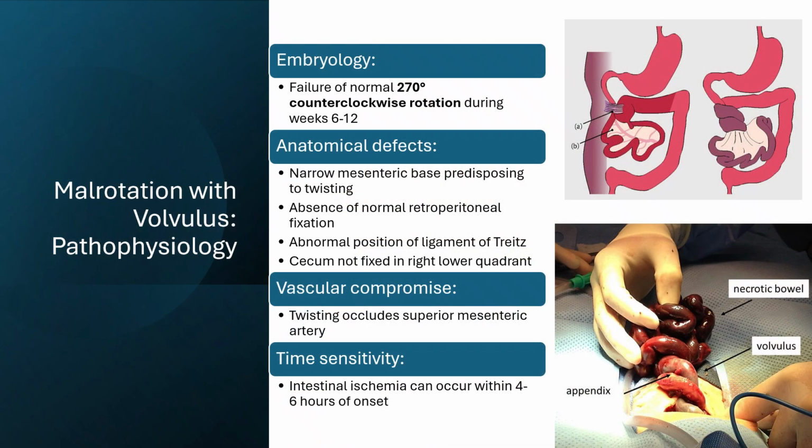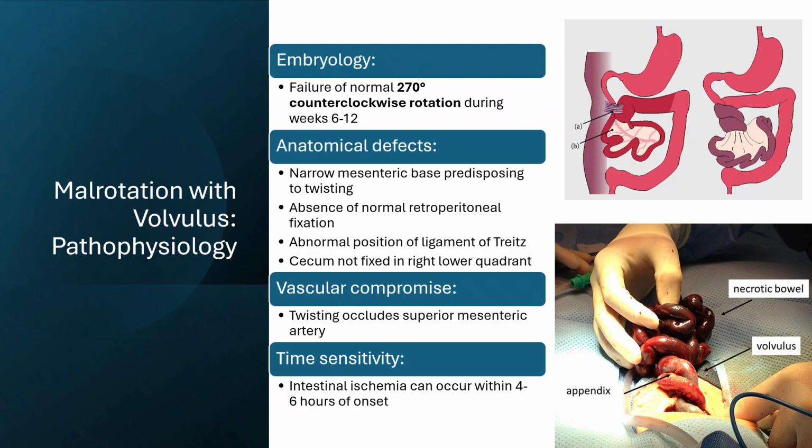Understanding malrotation pathophysiology requires grasping both the normal developmental process and what goes wrong when it fails. The embryology centers on a critical 270-degree counterclockwise rotation that occurs between weeks 6 to 12 of gestation. During normal development, the midgut herniates out of the abdominal cavity, rotates precisely, then returns to fix properly to the retroperitoneum. When this rotation is incomplete or abnormal, malrotation results.